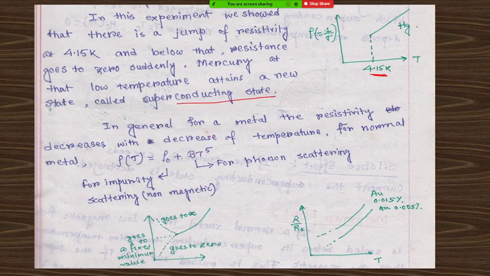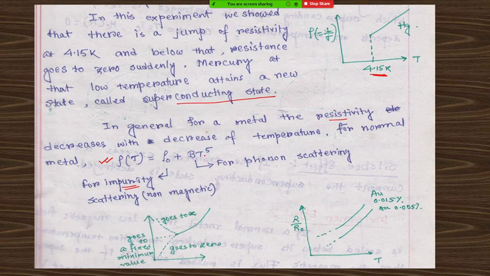Okay. In general, for a metal, the resistivity decreases with decreasing temperature. This is the natural phenomenon with this relation. The resistivity increases with increasing temperature, and if T decreases, the resistivity also decreases. Here rho zero is due to impurity, the non-magnetic contribution, and this other term is due to phonon scattering.